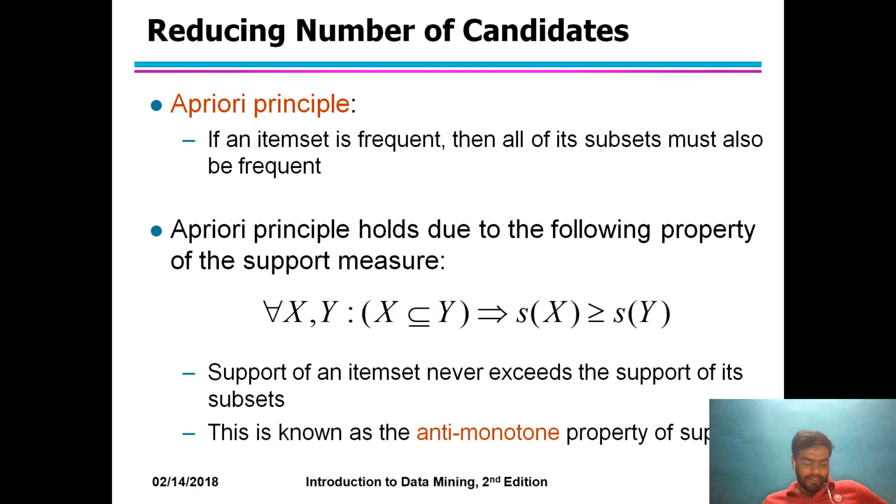Now how can we reduce the number of candidates? Here one important principle is taken into consideration, which is called the Apriori principle. If an item set is frequent, then all of its subsets must also be frequent. Now what does it mean? If an item set is frequent, then all of its subsets must also be frequent.